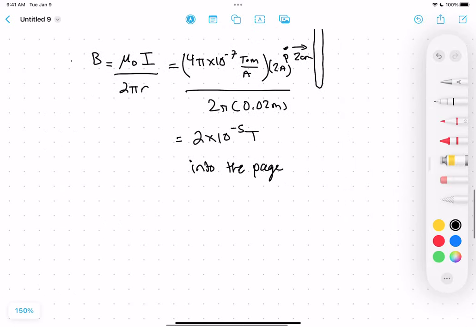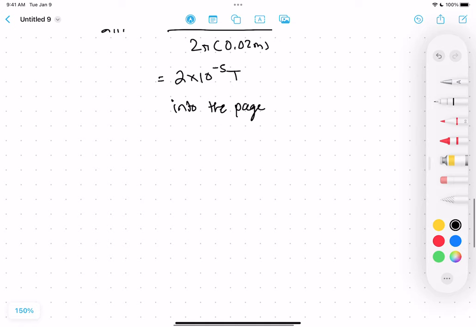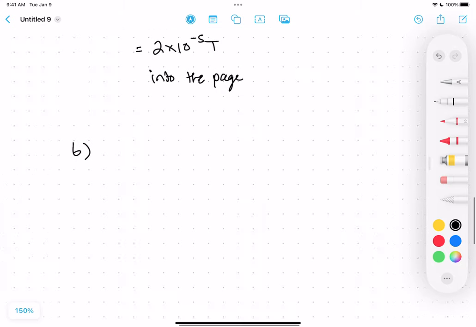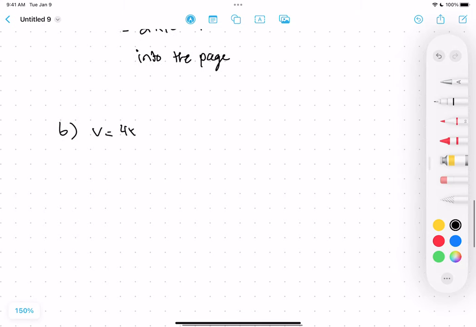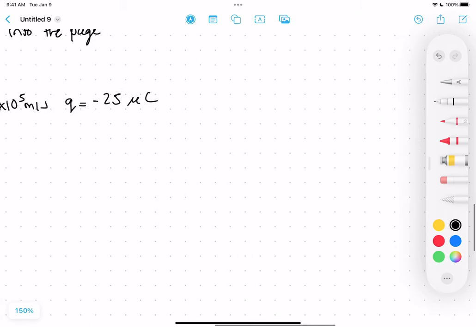Okay, so that's part A. Now part B, we're looking at a particle of charge Q equals negative 25 microcoulombs at point P, which moves left away from the wire with a speed of 4 times 10 to the 5th meters per second. So we have our speed, 4 times 10 to the 5th meters per second, and our charge Q equals negative 25 microcoulombs. It's moving away from the wire, so it's moving to the left here. Let me redraw the wire again.